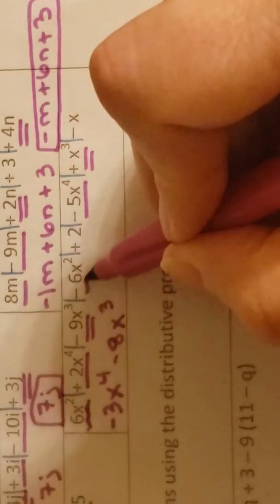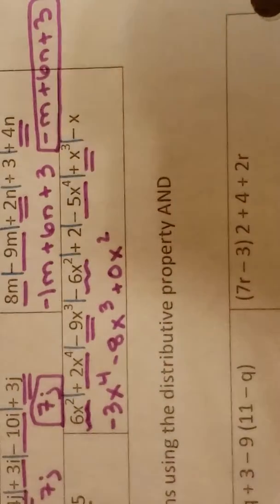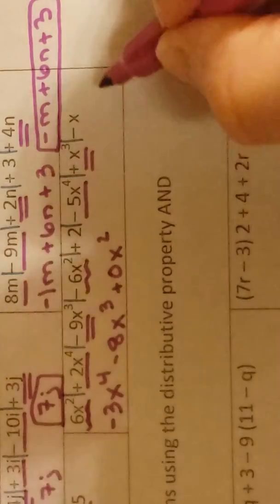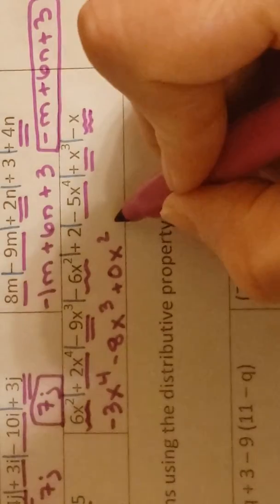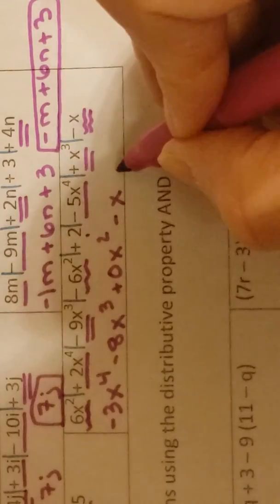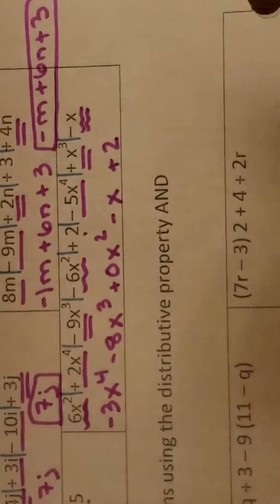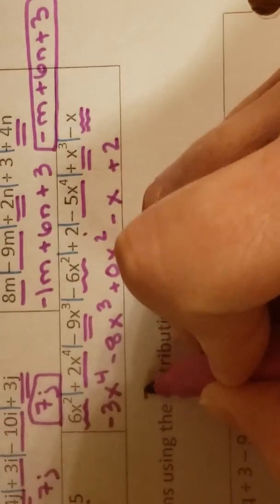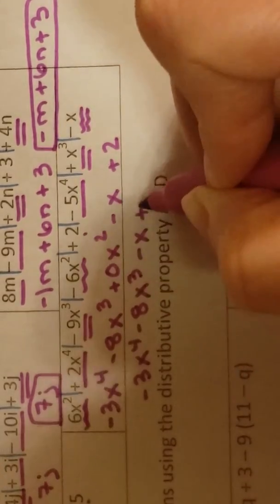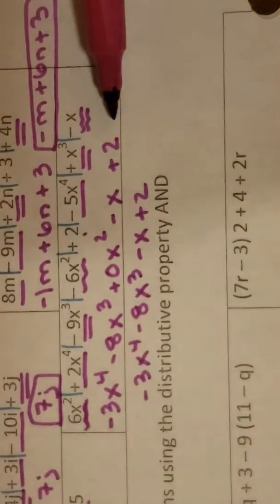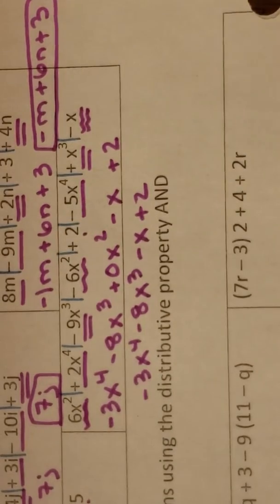6 minus 6 is 0. And then I have just a regular x. So negative x, and then our plus 2. Okay, and what's something that I can lose there? This, I don't need that. So negative 3x to the 4th minus 8x cubed minus x plus 2. So this would be the correct value, but our goal here is to write it in the most simplified way. So if we can get rid of it, then we do.